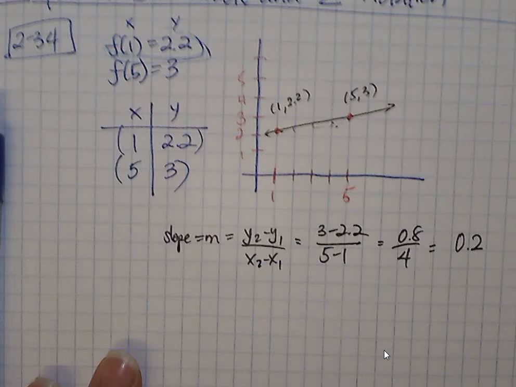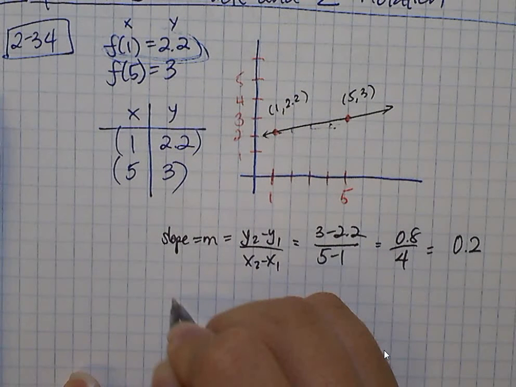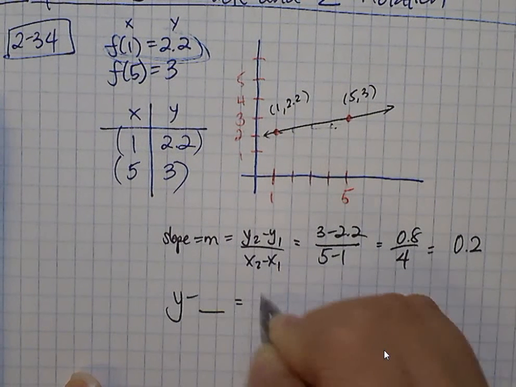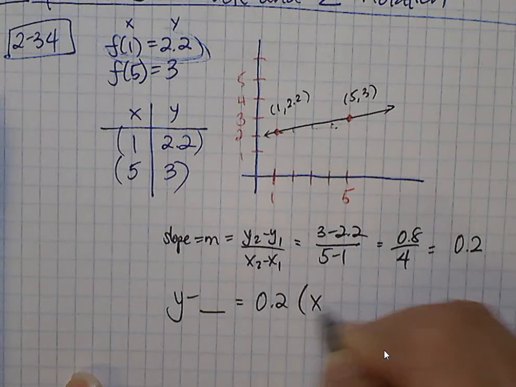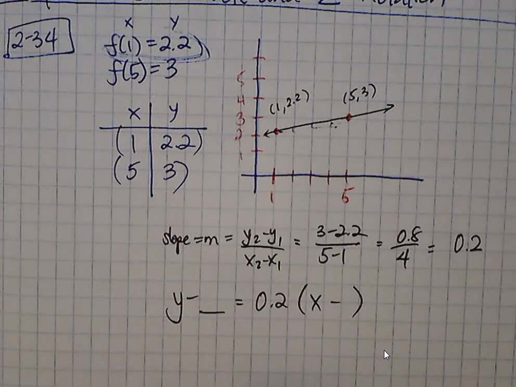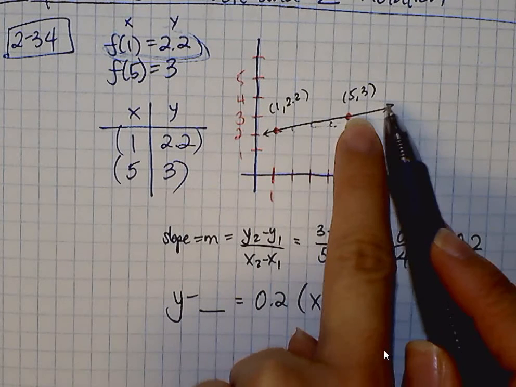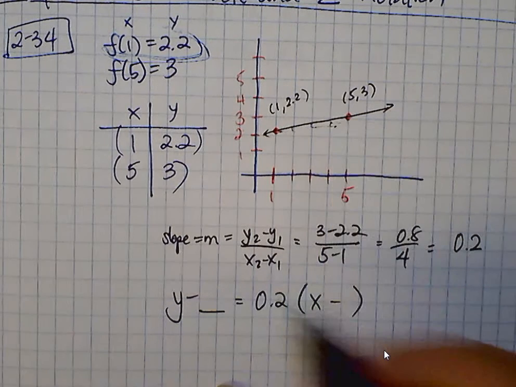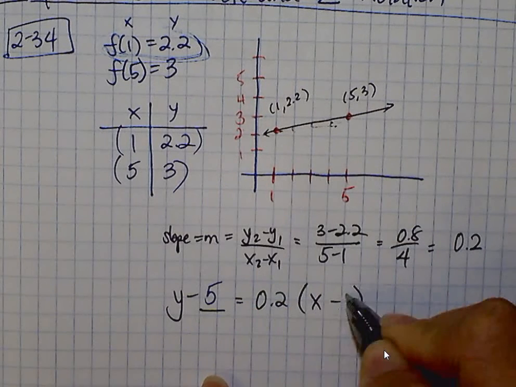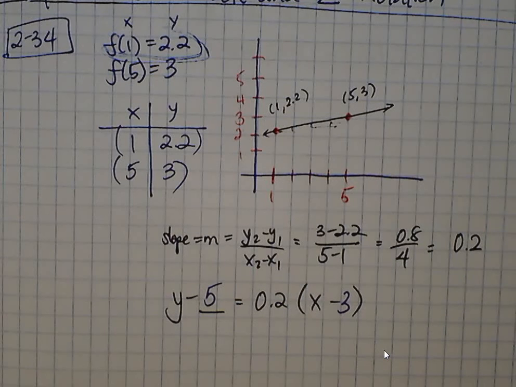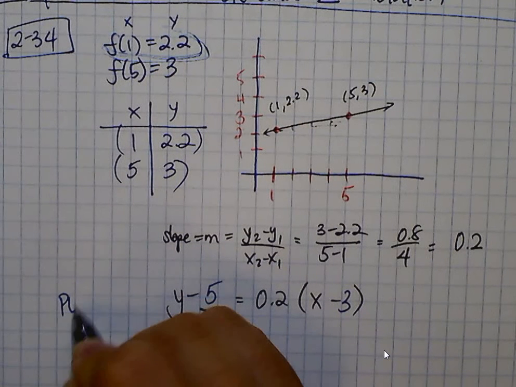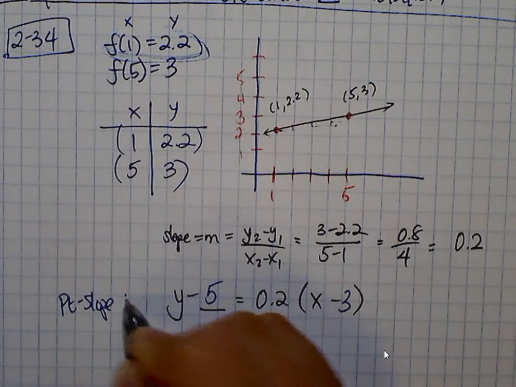Okay, so I have y minus something equals 0.2 times x minus something. What should I put in there? I could do this one and this one, or I could do that one and that one. Which one you guys like better? The 5 and the 3. So there's my equation. If you did the other one, that's fine too. So this is called point slope form. The other one is slope intercept.